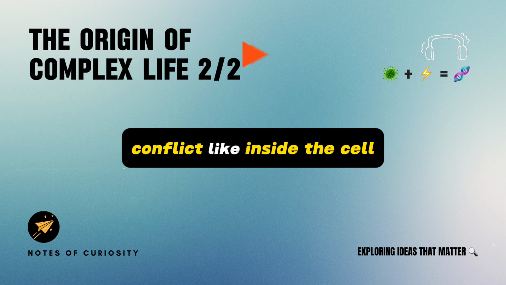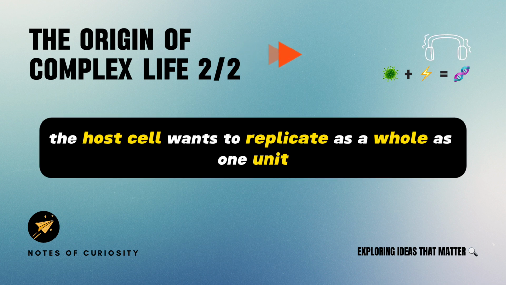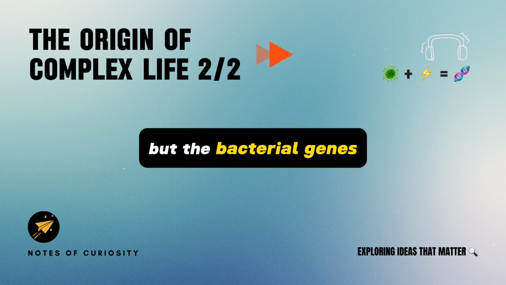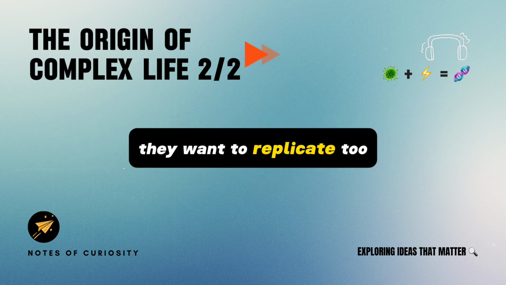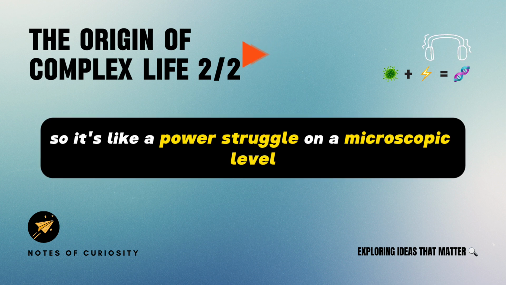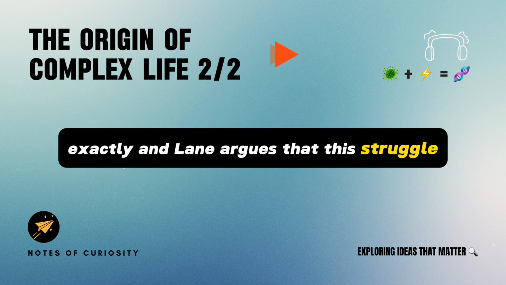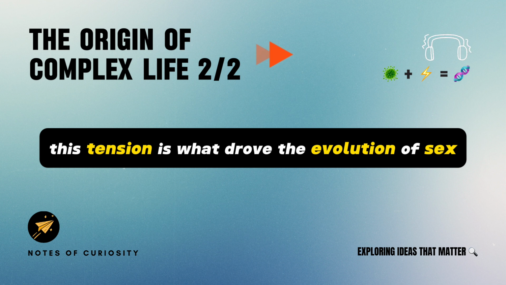Conflict, like inside the cell. Exactly. The host cell wants to replicate as a whole, as one unit, but the bacterial genes, they still have some of their own interests, they want to replicate too. So it's like a power struggle on a microscopic level. Exactly. And Lane argues that this struggle, this tension, is what drove the evolution of sex.